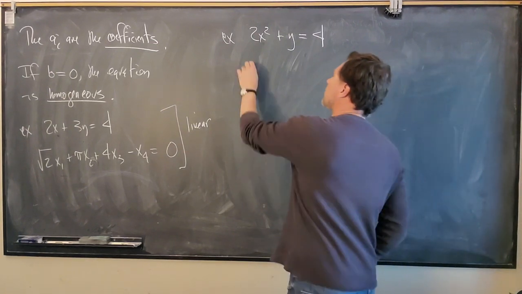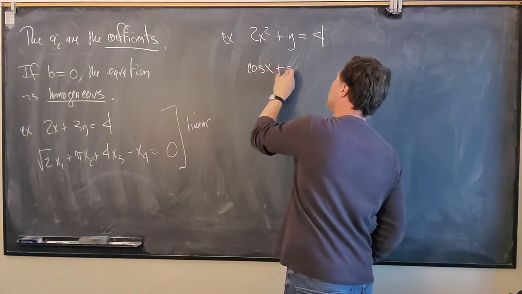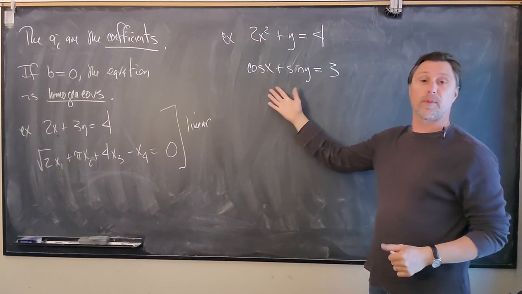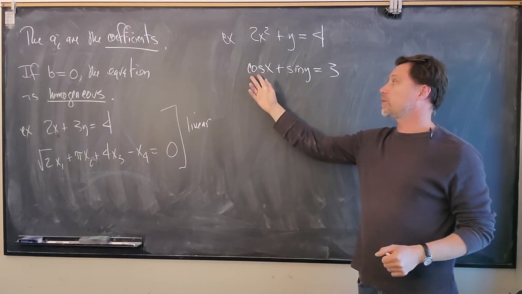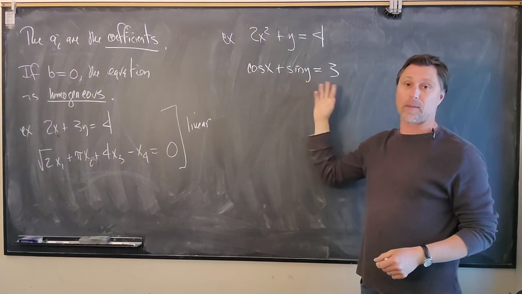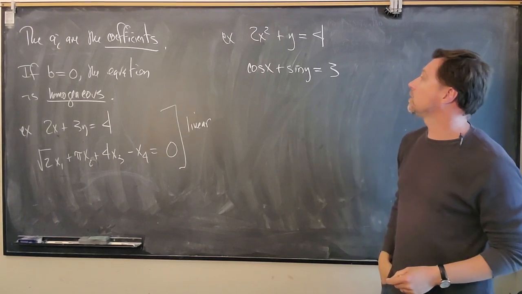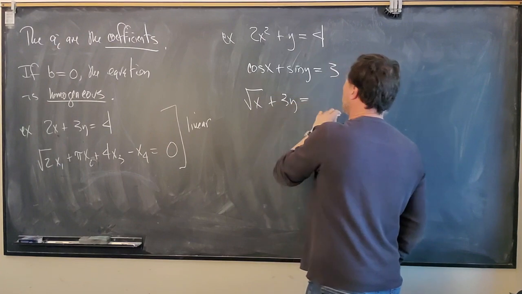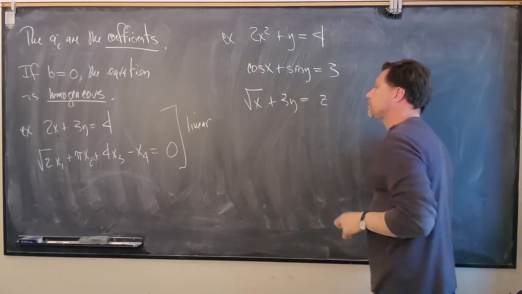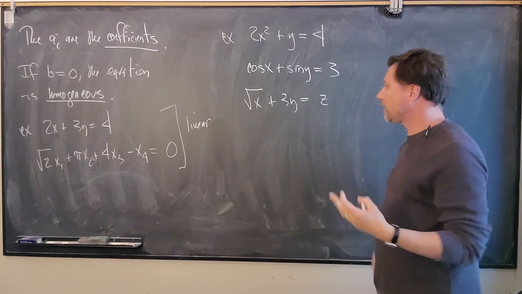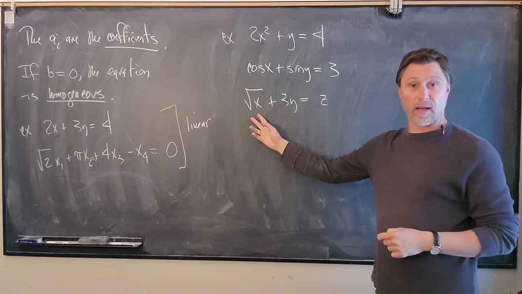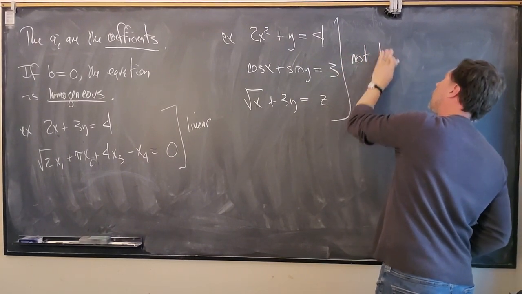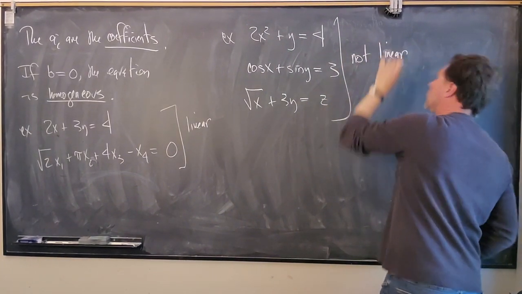Another example, so how about this? Cosine of x plus sine of y equals 3. It's a totally legitimate equation, but it is not a linear equation because we've got cosine applied to this variable, we've got sine applied to this variable. Right? Definitely not. And one more example, let's say square root of x plus 3y equals z. Not linear. What's the problem right here? Square root of x, that throws things off. So here are examples. These are not linear.